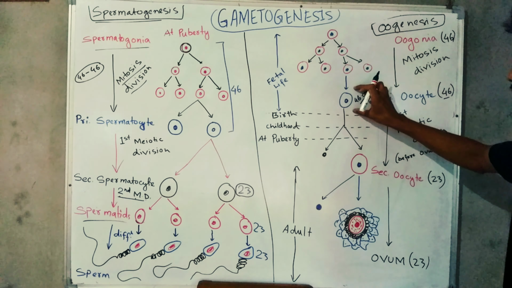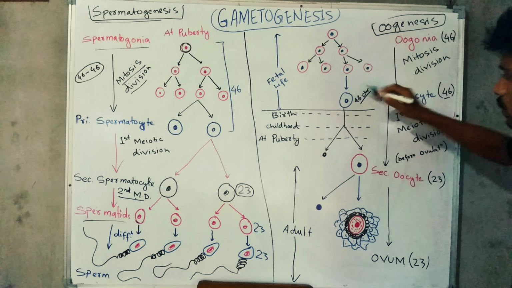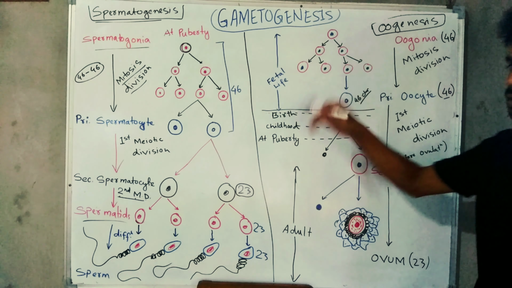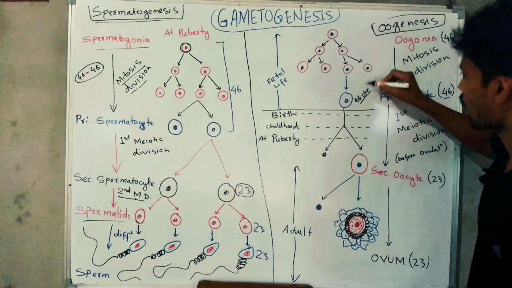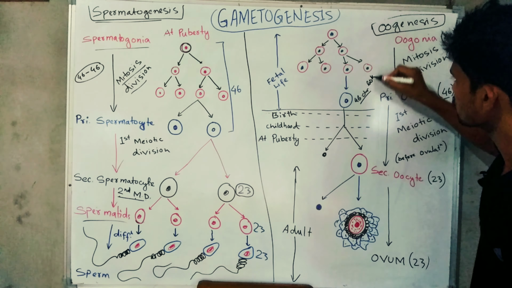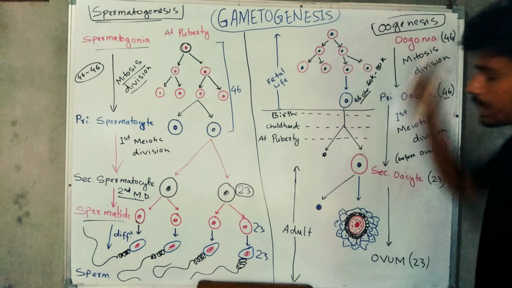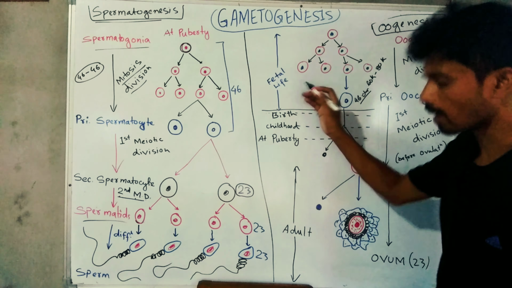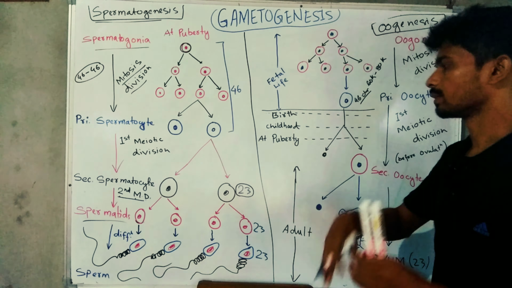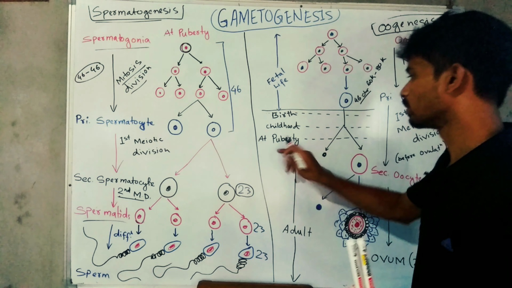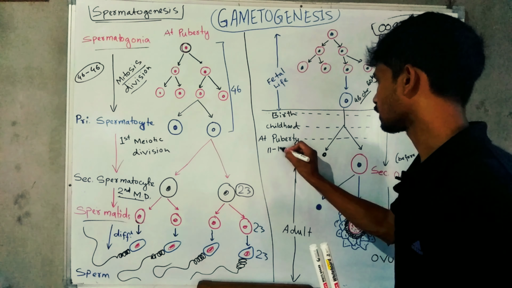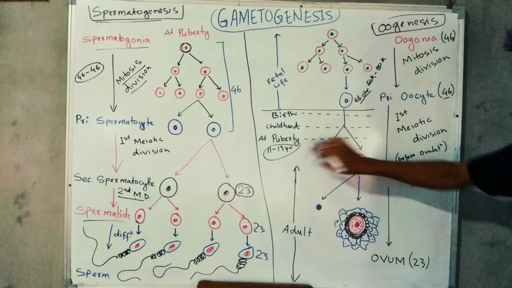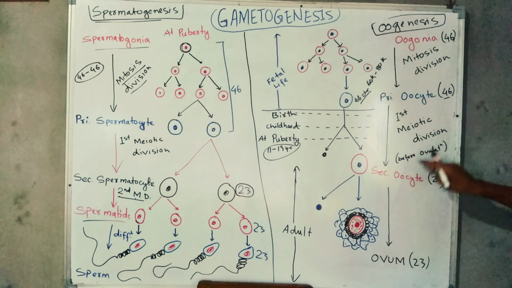The primary oocyte has 46 chromosomes, and this is up to before birth. In the earlier video I said that before birth the primary oocytes are produced and stored inside the ovary. How many? 60,000 to 80,000 primary oocytes are stored inside the ovary. After birth, and through childhood, this will remain the same. At puberty, that is 11 to 13 years of the girl, the first meiotic division will occur before ovulation.